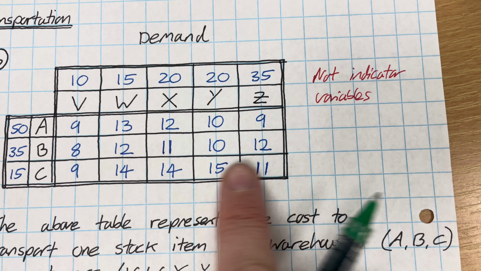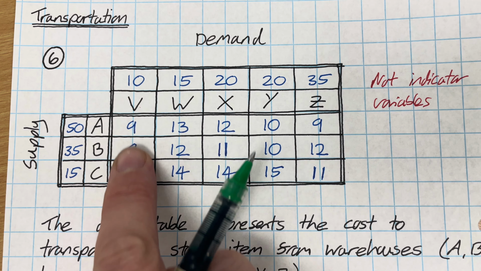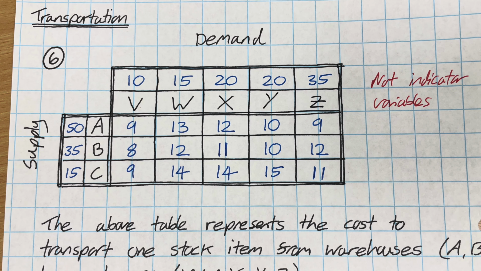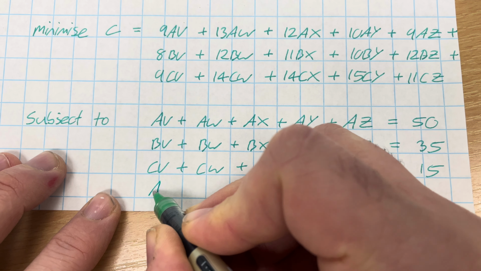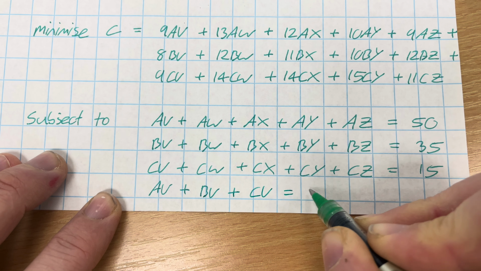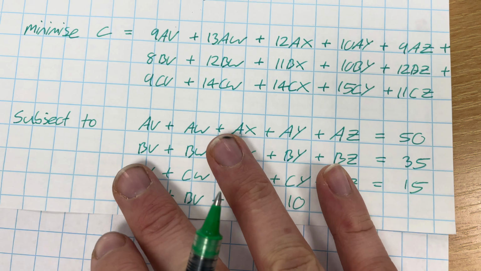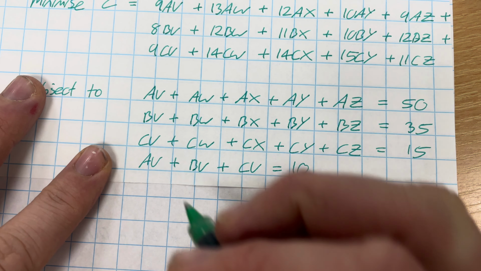We also need to meet the demand from the shops. So in this case, let's look at V. I need these 3 numbers, AV plus BV plus CV, to equal 10. No more, no less. It needs to equal exactly 10. So I'm going to end up with AV plus BV plus CV equals 10. And then I'd repeat that for the rest of the shops. I've run out of paper, so I'm going to do that here.